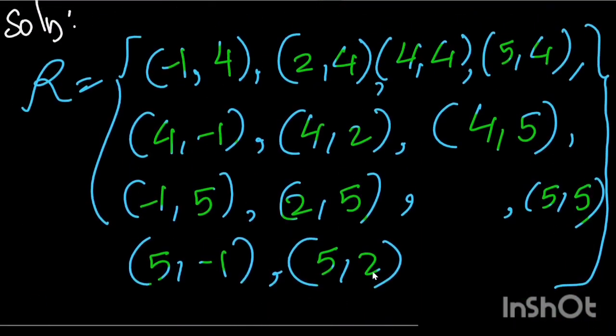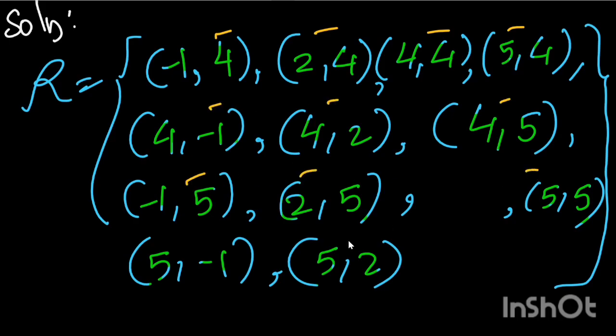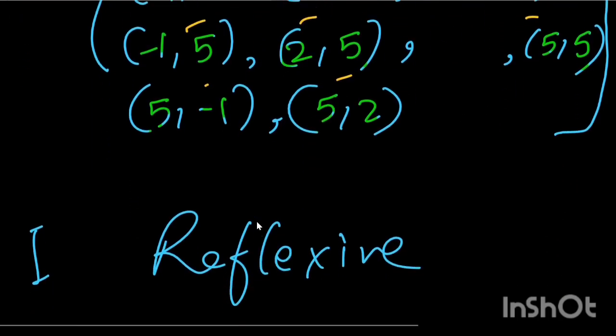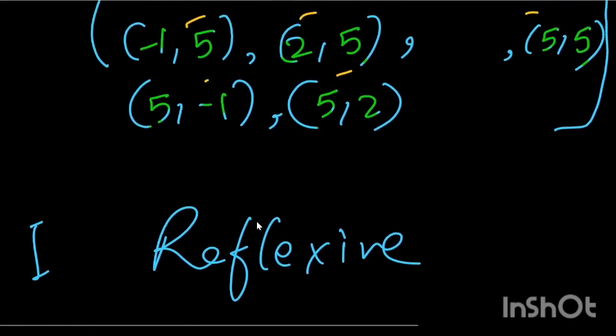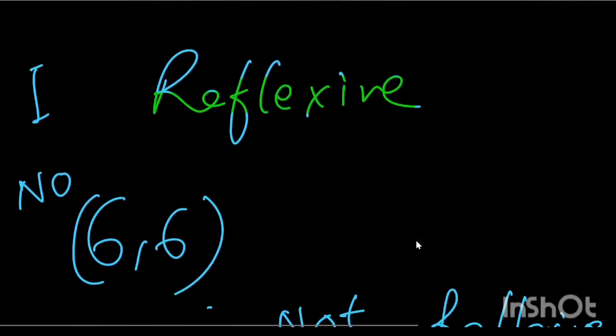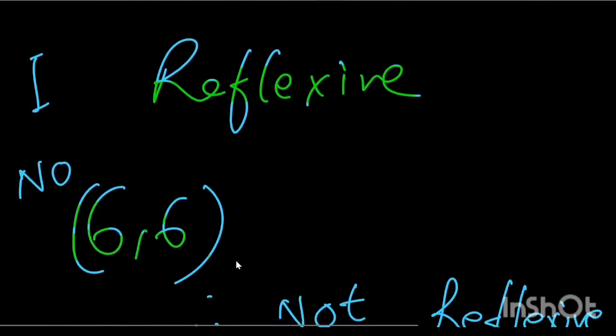So if you count this, 1, 2, 3, 4, 5, 6, 7, 8, 9, 10, 11, 12. So there are 12 values. So now we will check for reflexive. For reflexive, (6, 6) is not there. So directly we can say that it's not reflexive.